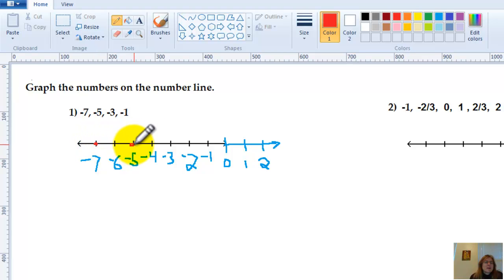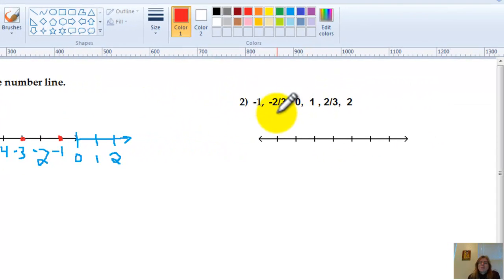So -7 is there. -5 is there. And that's on the intersection. It's a little sloppy, but it's on there. And that's -3. And that is -1. Okay? So plotting these points, we have numbers to the left of 0 and to the right of 0.